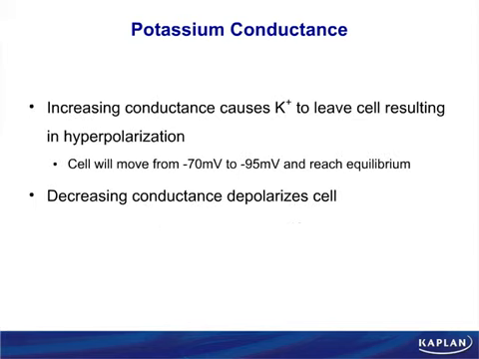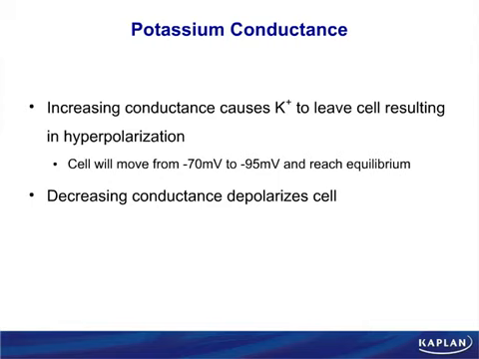Now let's change potassium conductance. If I increase conductance to potassium, it's going to cause a hyperpolarization. Why is that? Well, let's say the cell starts at minus 70. Equilibrium for potassium is minus 95. So if I increase conductance to potassium, the cell will move toward equilibrium for potassium. So if I'm starting at minus 70, it's going to move toward minus 95. That's more negative. That's hyperpolarization.